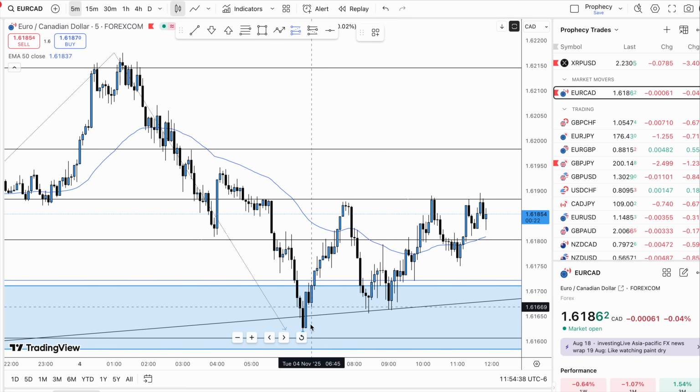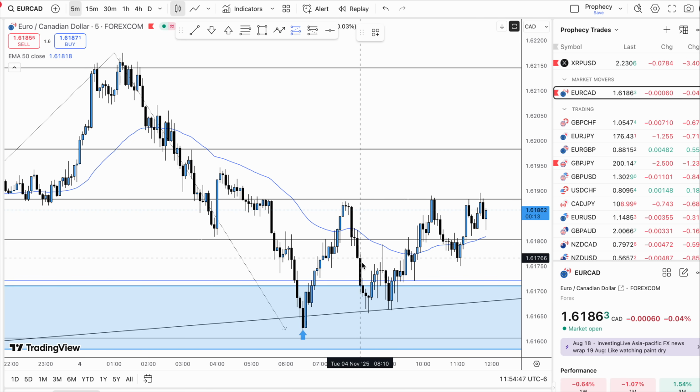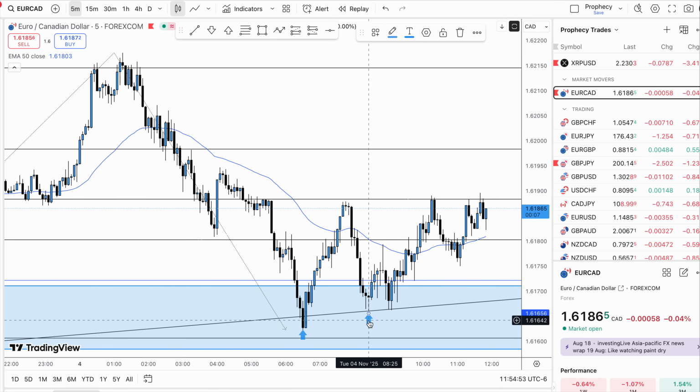So you could have entered here based off this rejection. There's a bullish engulfing candle. You could have entered off this 1, 2, 3 print. And then also 2, price comes back down, retested again. We have an indecision candle here. This would have been a great entry point as well too.